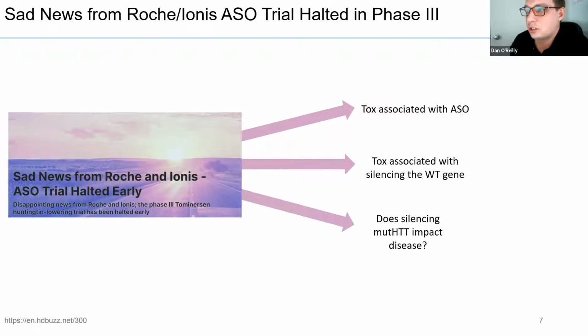And really the third discussion point from the trial was, does silencing mutant Huntington actually impact disease? We don't know the answer to this last one, because in the lowest dose or the middle dose, they only silenced mutant Huntington about 40%. It wasn't that much silencing, but it's still an active question. Do we actually understand the disease biology enough to say that mutant Huntington silencing will impact disease progression? And this is where my research comes in.